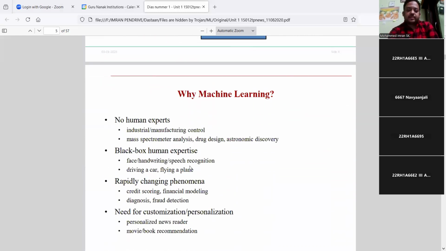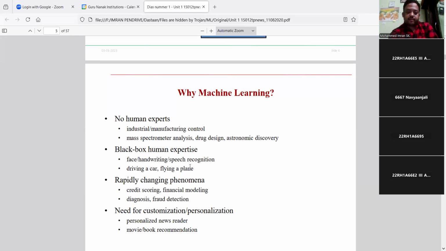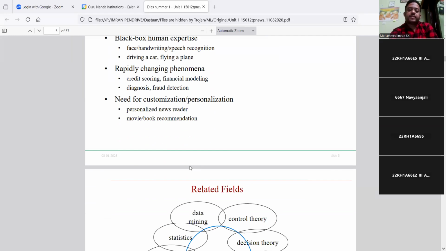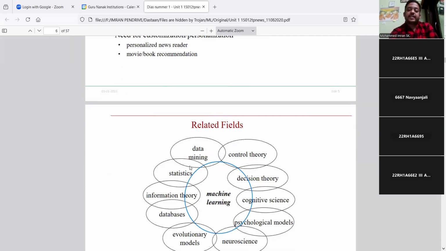So why do we need this machine learning topic or subject? These are the different things: no human experts, black box, human expertise, rapidly changing phenomena, and need for customization or personalization. These are the main reasons why machine learning is required. Autonomous driving is there, the Tesla car is there. So what are the features in that, and how is machine learning being fed into that complete model?